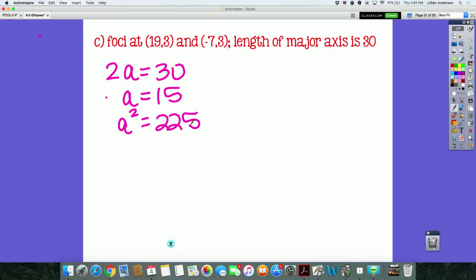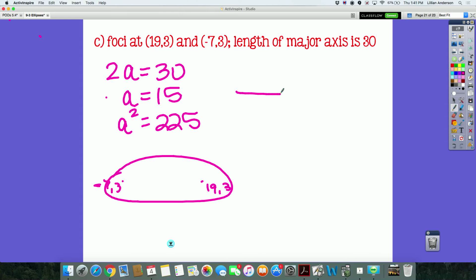So we already know what a squared is in our equation. Remember, we need 3 pieces of information. We need to know the center, which is h, k. We need to know the value of a squared, and we need to know the value of b squared. Now the foci are located at (19, 3) and (-7, 3). As we can see, the x's are the ones that are changing. So because the x's are the ones that are changing, this is going to be a horizontal ellipse, which means that the a squared is going to go underneath our x's.